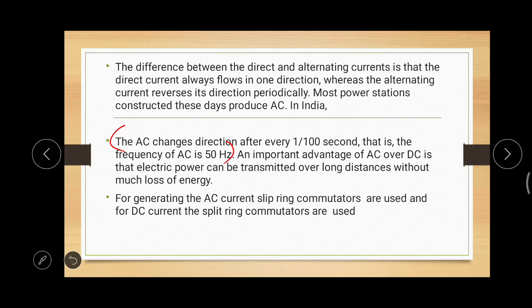In the case of the generator, if you are using the slip rings, you can produce the AC current. And if you are using the split rings, then you can produce the DC current. Okay, these are the major things.